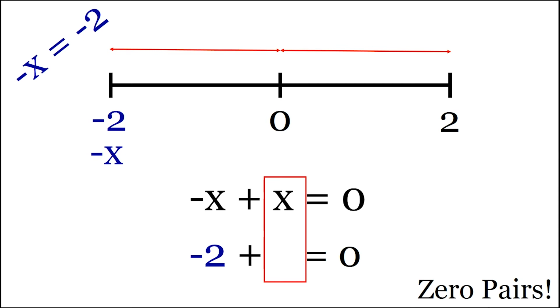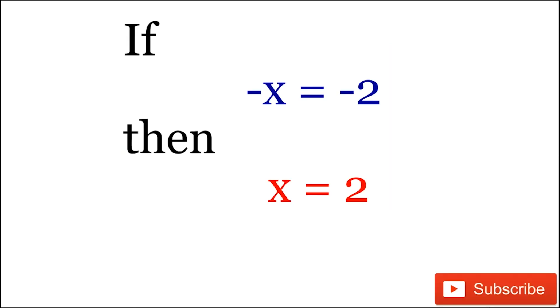So as you can see on the number line, the only option we have for x is to be equal to 2. Because negative 2 plus 2 is equal to 0. If negative x is equal to negative 2, x has to be equal to 2.